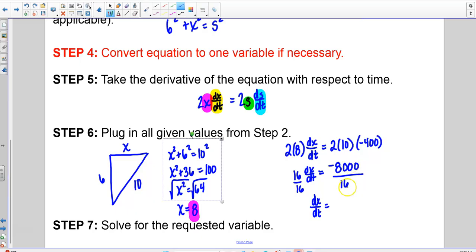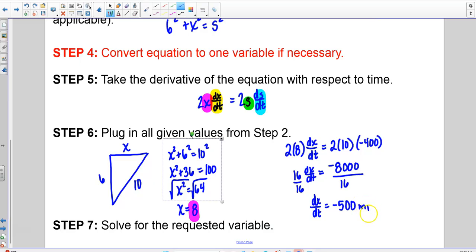And if I'm doing this without a calculator, because they might give this to you calculator inactive since they gave you nice numbers, that's going to be negative 500. I think you're right, because it would be like a half of 1,000. Because 1,600, yeah. So it's going to be negative 500.